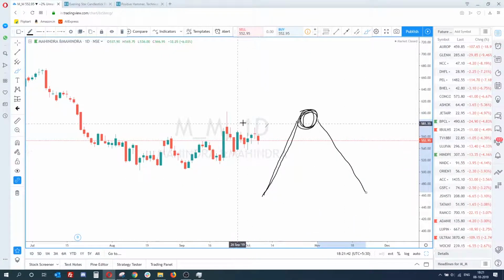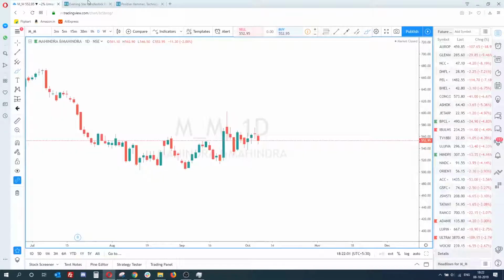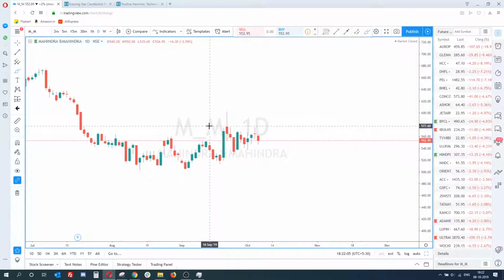But here this is a complete sideways trend, so it doesn't matter if there is a hammer, an evening star or a morning star. That is why we don't rely much on this indicator. These filters or scanners are made through a certain set of parameters, and that is why it's not that reliable. If we go through every stock, we will know the history and everything, but these don't tell you that.